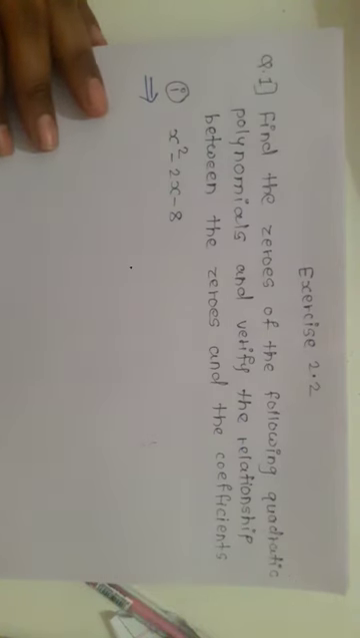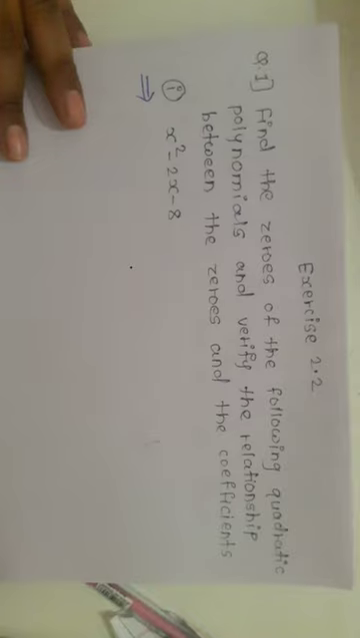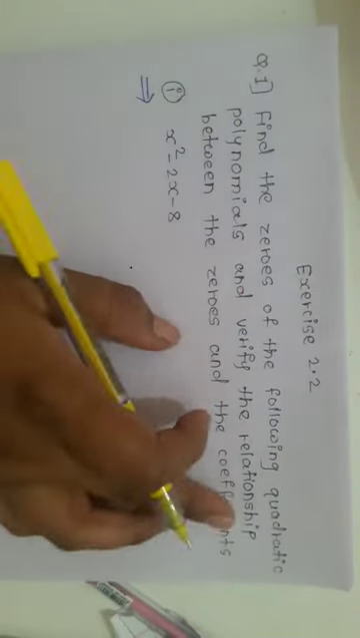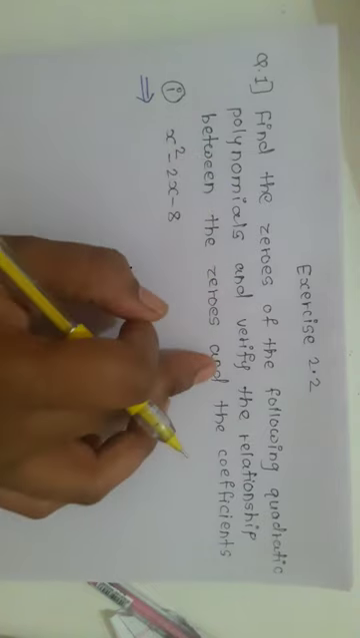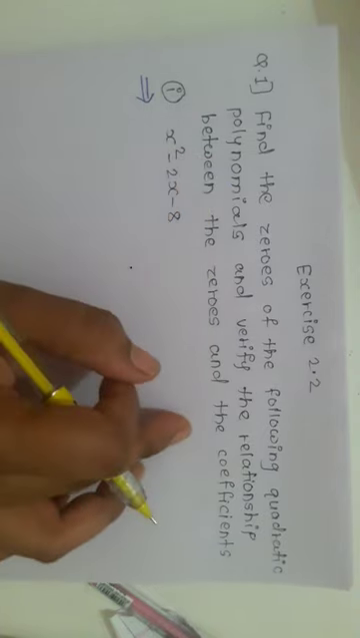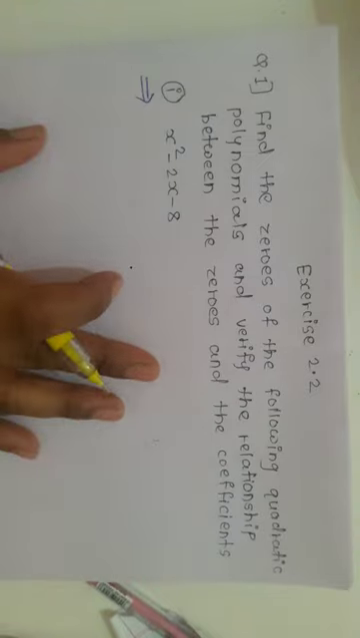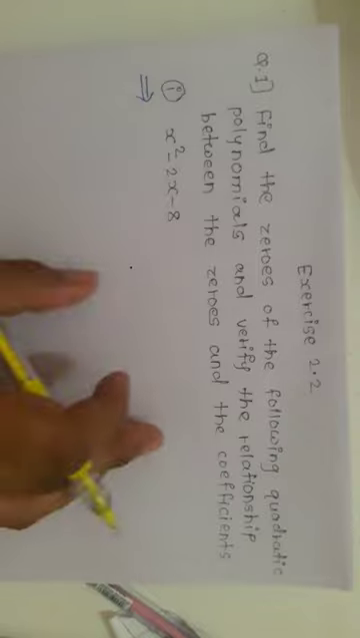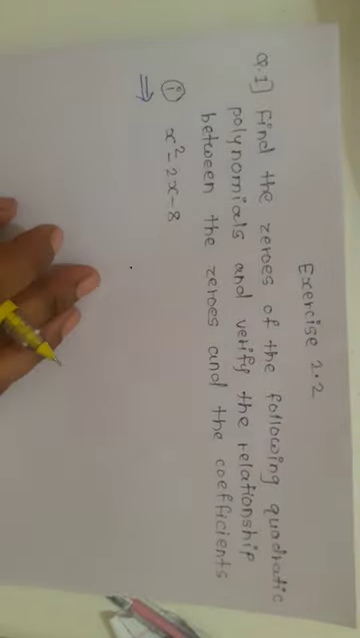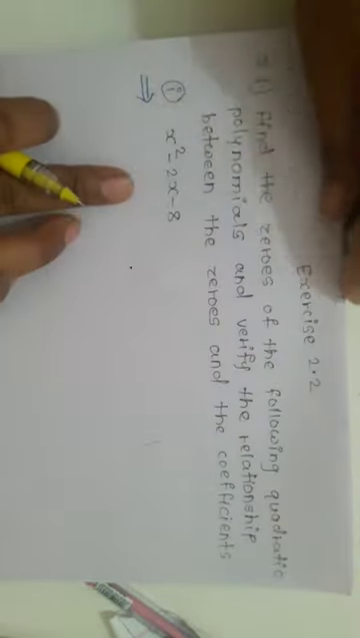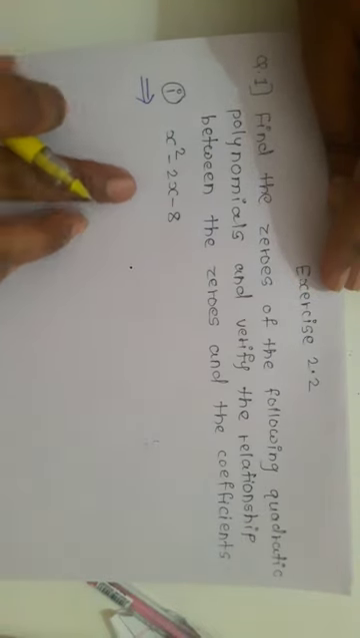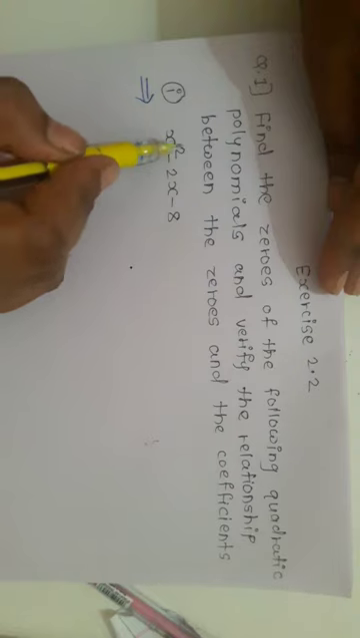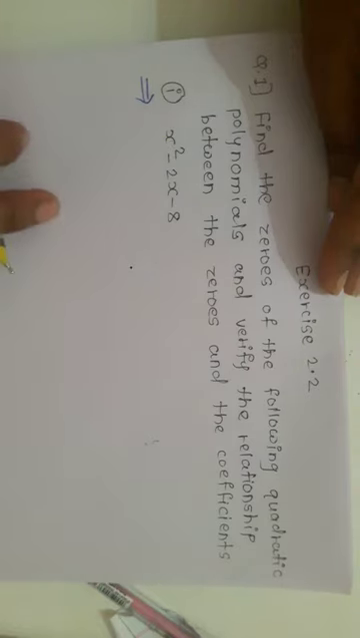Now see exercise 2.2. Take first question of this exercise. Okay, read the question first. Find the zeros of the following quadratic polynomials and verify the relationship between the zeros and the coefficients. Again we have to verify the relation between zeros and the coefficients of the polynomial. Here a quadratic polynomial is given to us. How can we say that it is a quadratic polynomial? Because the highest degree is 2 here. Okay, highest degree is 2, so it is a quadratic polynomial.